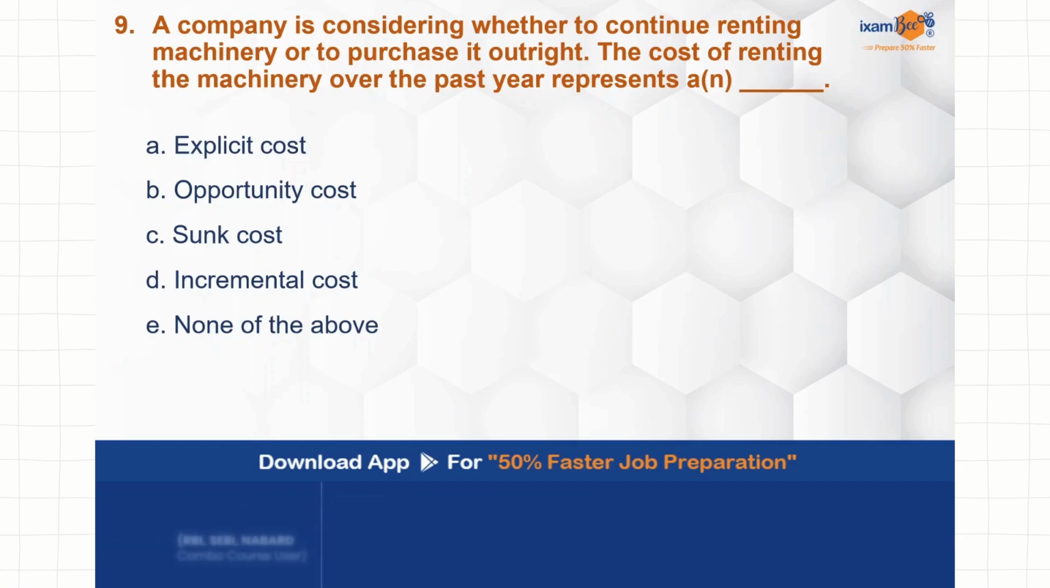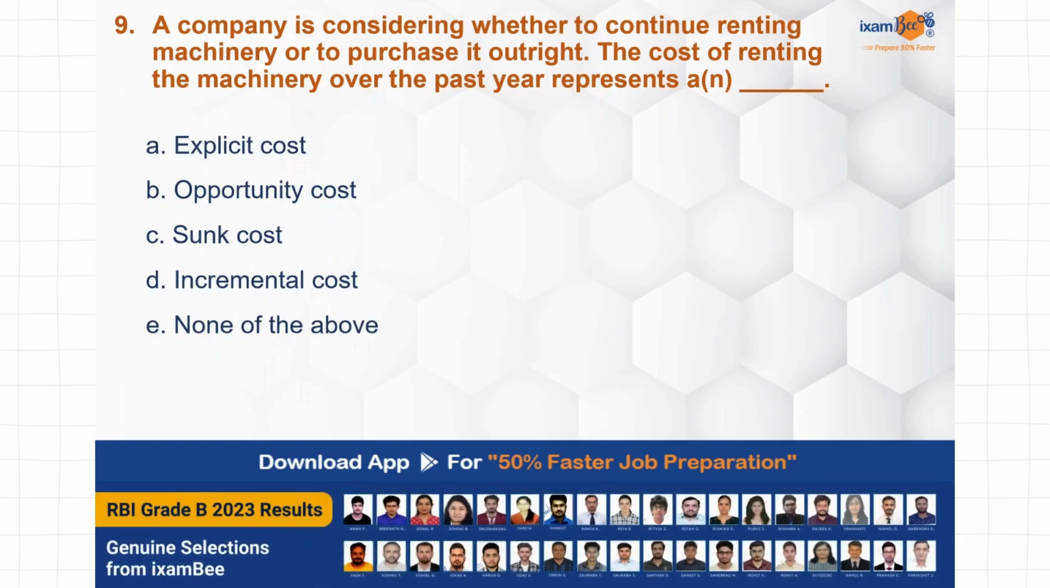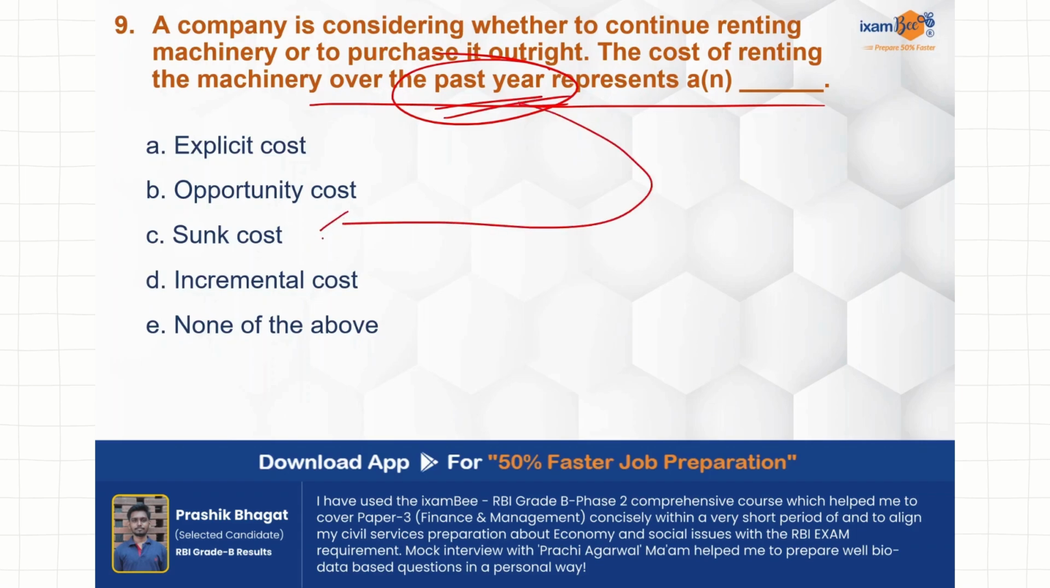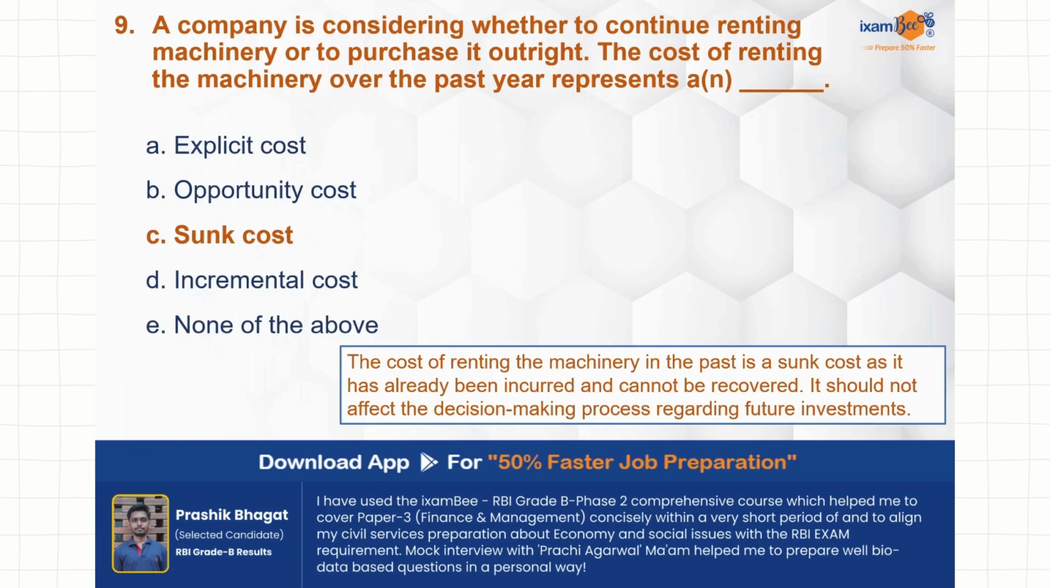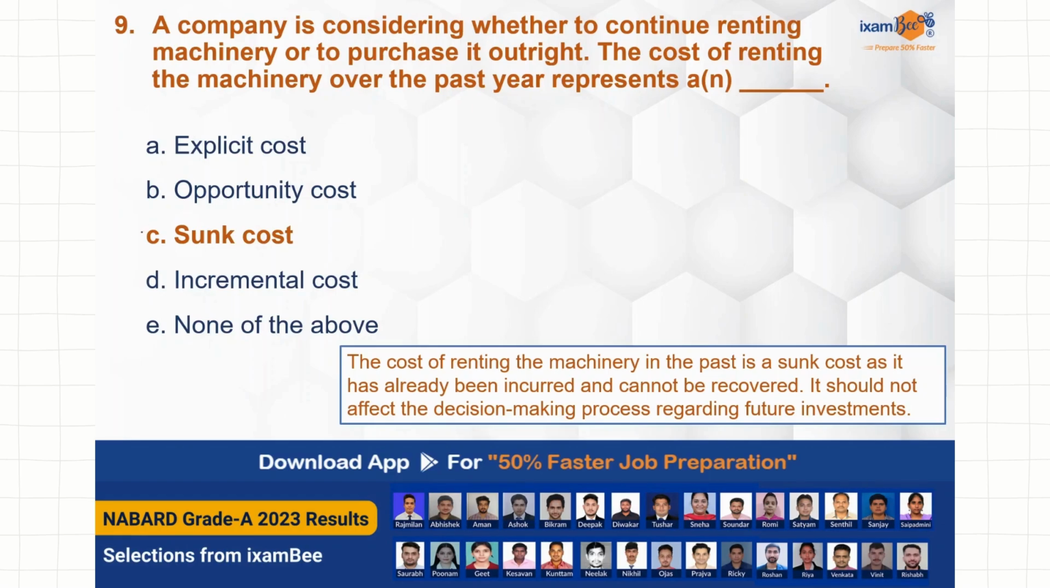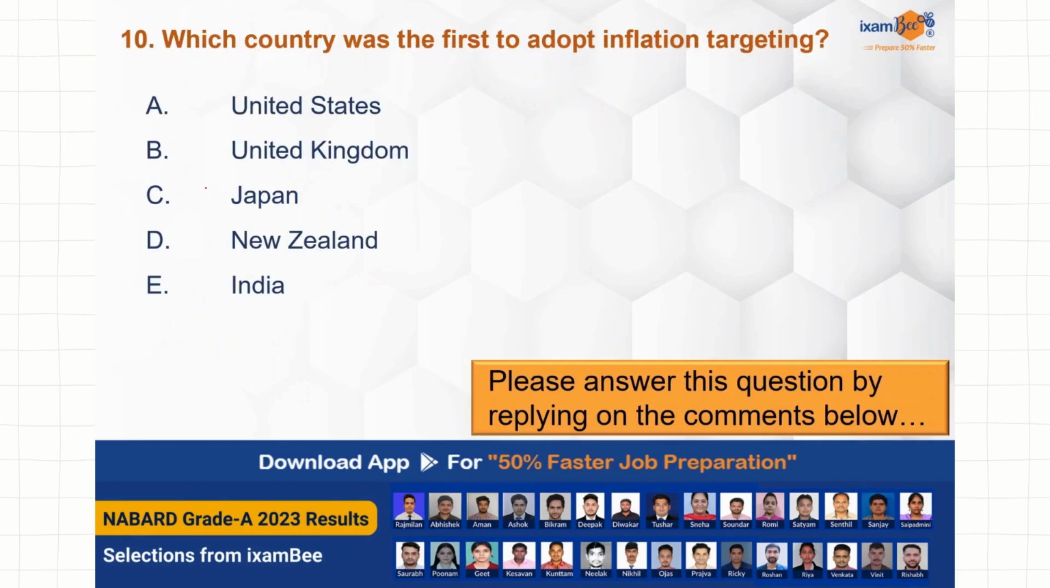Next question is, a company is considering whether to continue renting a machine or to purchase it outright. The cost of renting the machine over the past years represents which cost? So we all know that the past year cost is obviously your sunk cost. What has happened has happened in the past, right? It doesn't matter in the present decision making because this is a cost which was incurred in the past. So this is sunk cost. Option C is your correct answer.